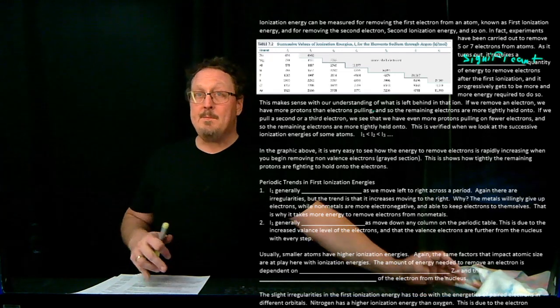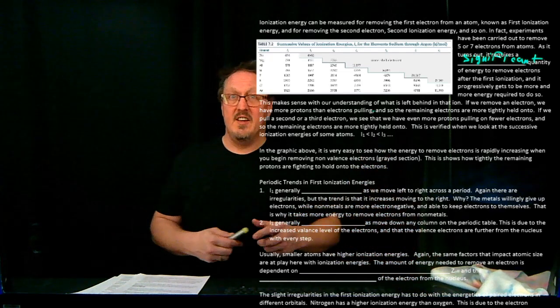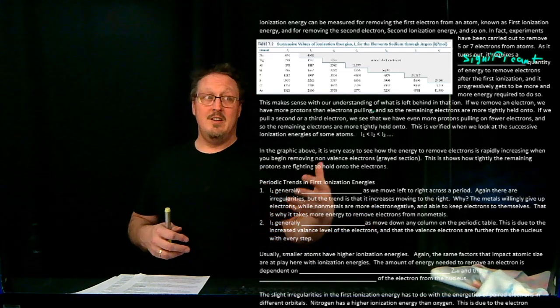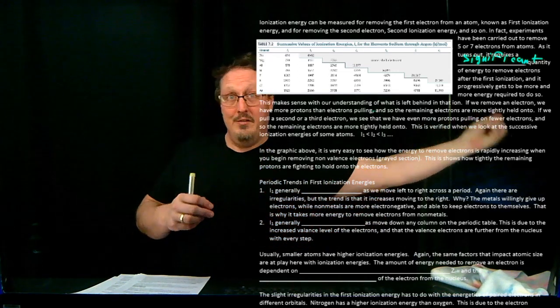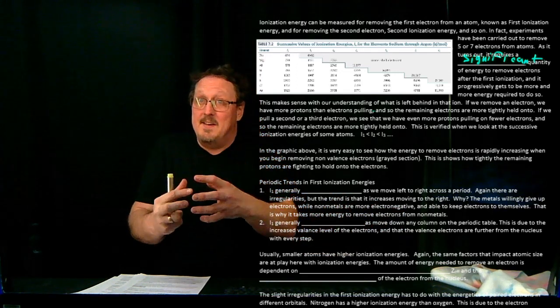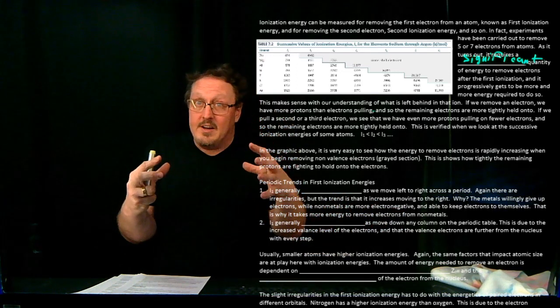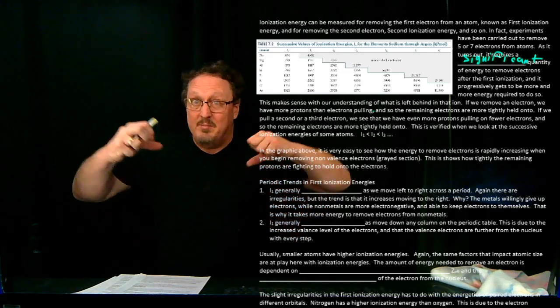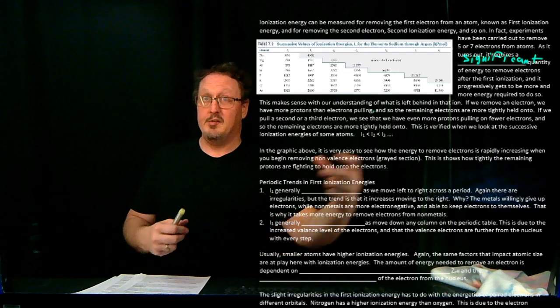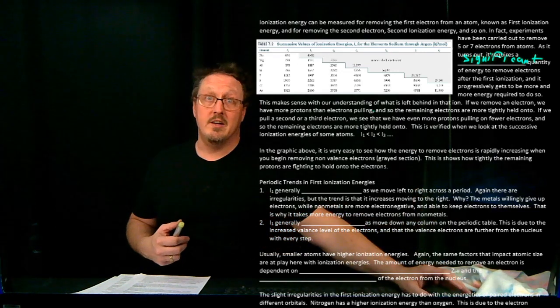It's always safe to say that more energy is required to pull off the second and third and fourth and fifth electrons. It just takes more energy because the protons stay the same and there are fewer electrons on the outside, so those protons can pull in really tight and make you work pretty hard to yank them off, and you have to expend more energy.